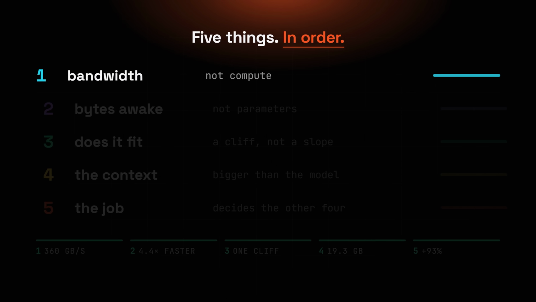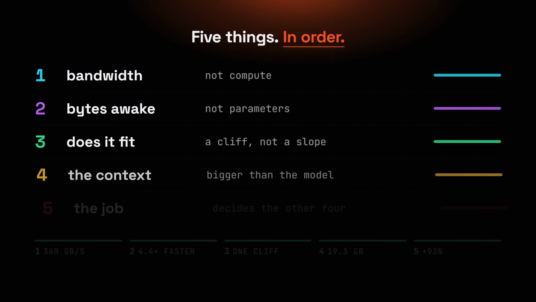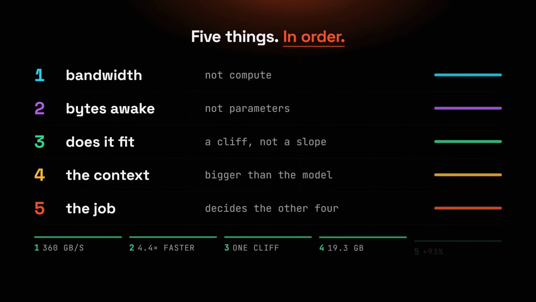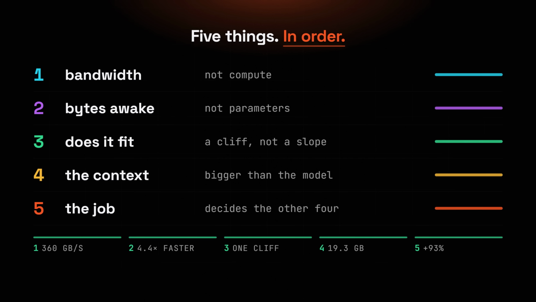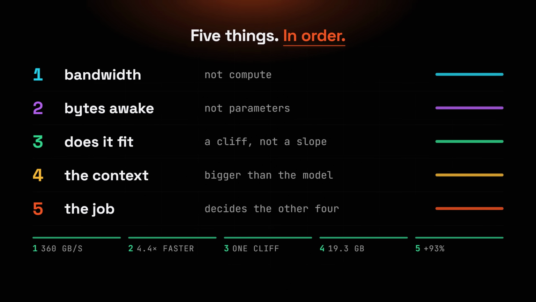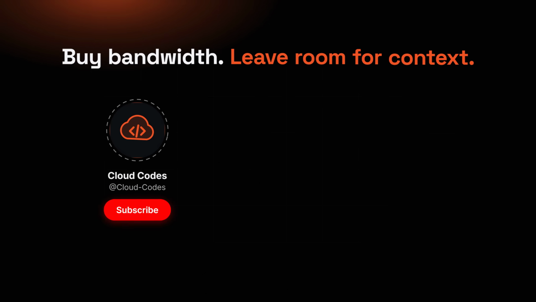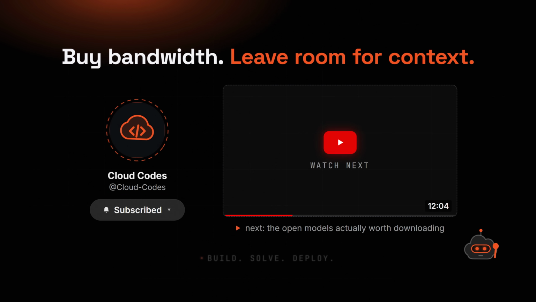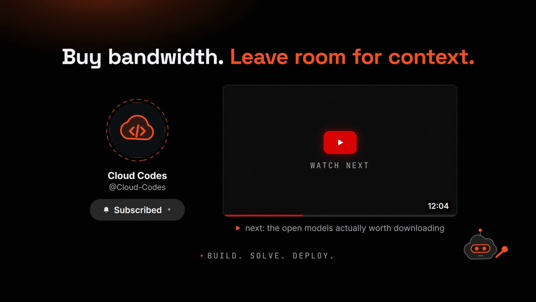5 things: bandwidth over compute, bytes awake over parameters, fit with that cliff behind it, context, which is bigger than your model, and the job, which decides all 4. Buy bandwidth, count what is awake, leave room for the cache, and be straight with yourself about the work. That is the checklist. Everything else is a preference.